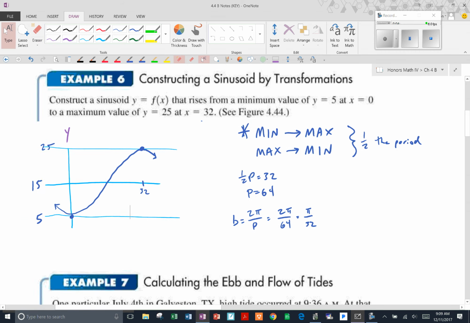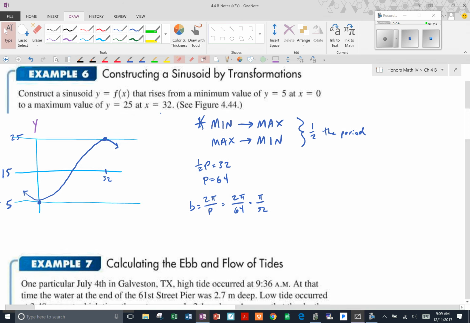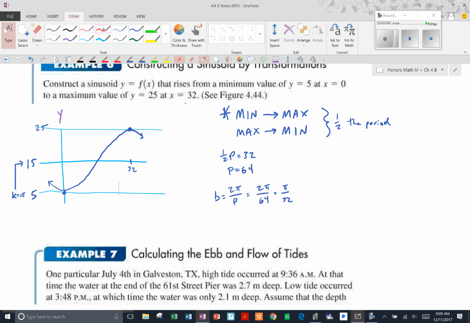So do we have everything that we need so far to write this function? We know it's been shifted up 15. We know that the b value is pi over 32. What type of function is that, sine or cosine? Cosine. This is a cosine function with a negative a value.